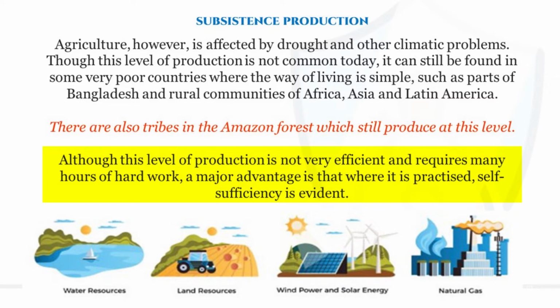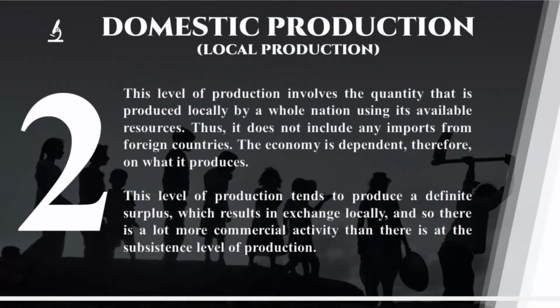Although this level of production is not very efficient and requires many hours of hard work, a major advantage is that where it is practiced, self-sufficiency is evident. Domestic production, also known as local production. This level of production involves the quantity that is produced locally by a whole nation using its available resources. Thus, it does not include any imports from foreign countries. The economy is dependent on what it produces.